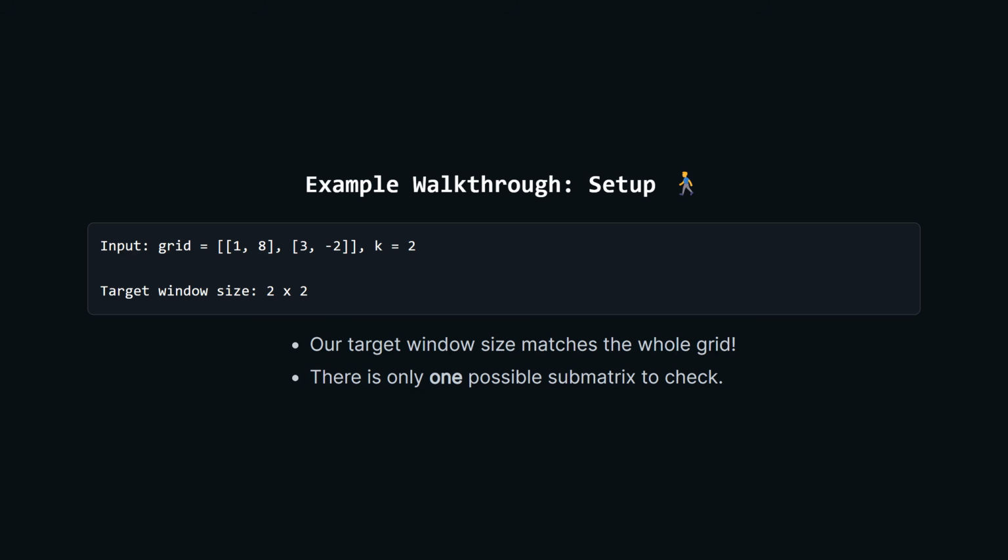Let's walk through an example to make this concrete. Here we have a small 2x2 grid, and our target size k is also 2. This actually makes things easy because a 2x2 window covering a 2x2 grid means there's only one possible window to look at, the entire grid itself.